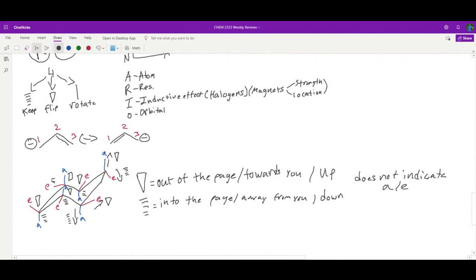Anything else? For chair conformations, whenever they ask which has the most energy, it means which one is the worst of the chair conformations. Yes, the most energy is the least stable conformation. So stability and energy have an inverse relationship.